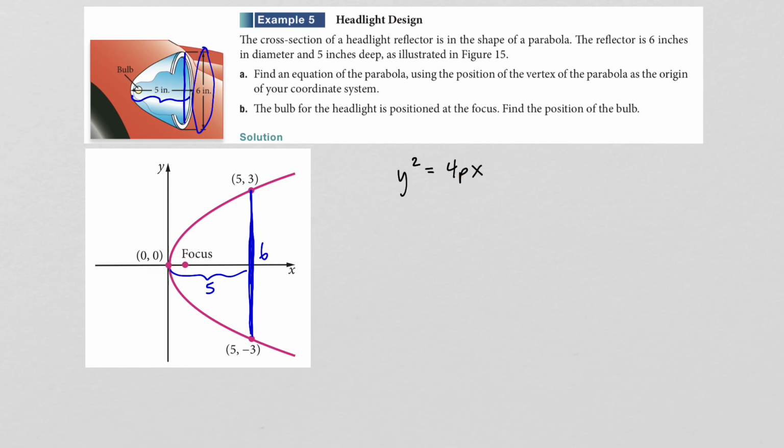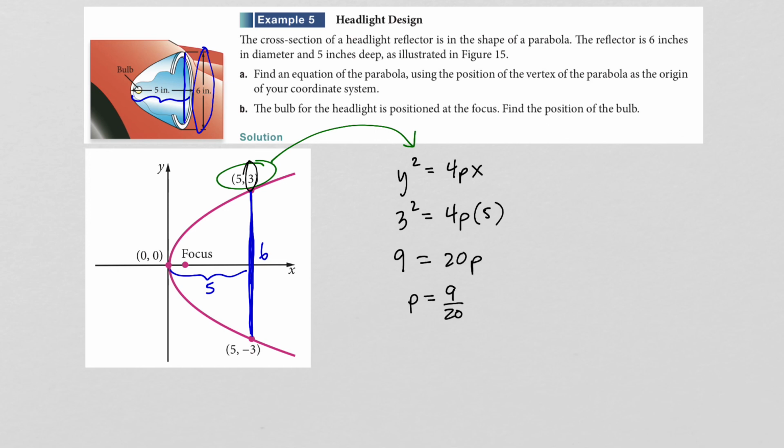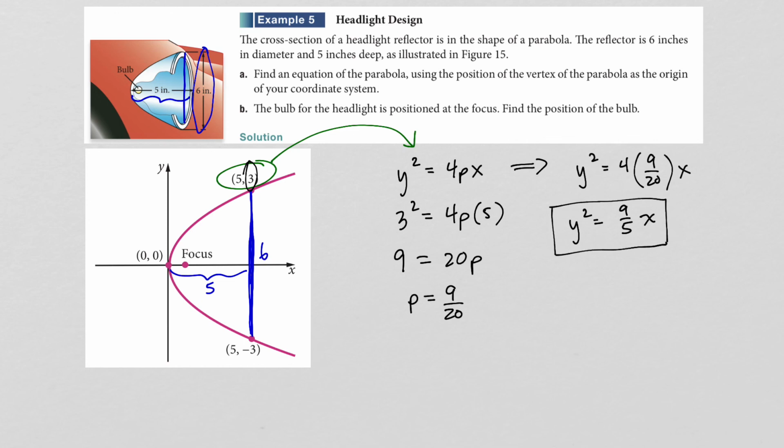And the way we do that is since we know that the point (5, 3) is on this parabola, we can plug that in. So by plugging that in, I mean y equals 3 and x equals 5. And this gives us 9 equals 20p, or p is equal to 9 divided by 20. And so the equation of our parabola is y² equals 4 times 9/20 times x. And this is y² equals 9/5 times x. So this is the equation of the parabola.